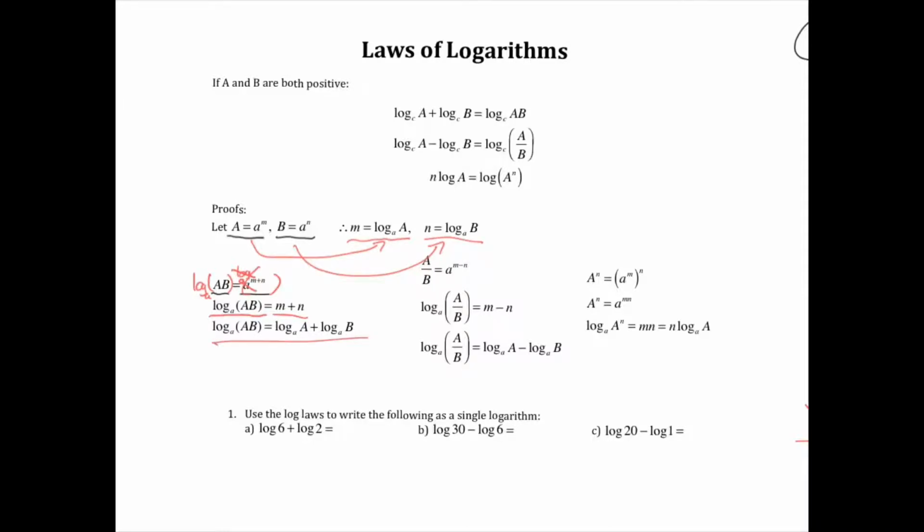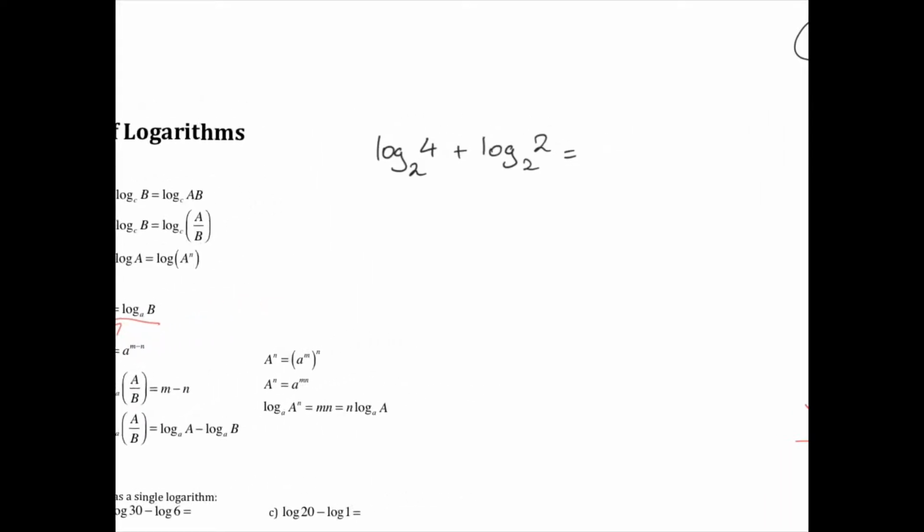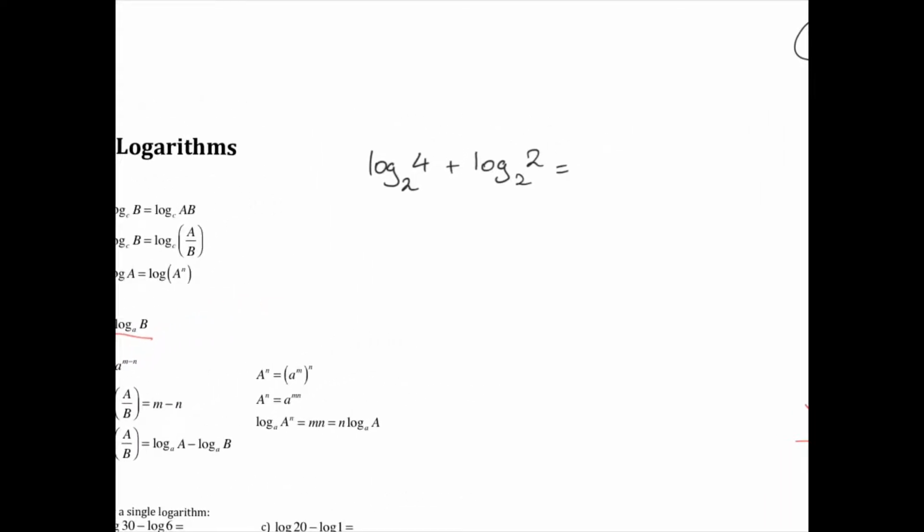Now, if that's really confusing, let me show you a numerical version that might be easier to understand. Log of 4 base 2 plus log of 2 base 2. First of all, what does that equal? Now, who remembers how to evaluate this? 2, because 2 squared is 4. Do you understand? Because 2 squared is 4, the log is this power here, so it's 2.